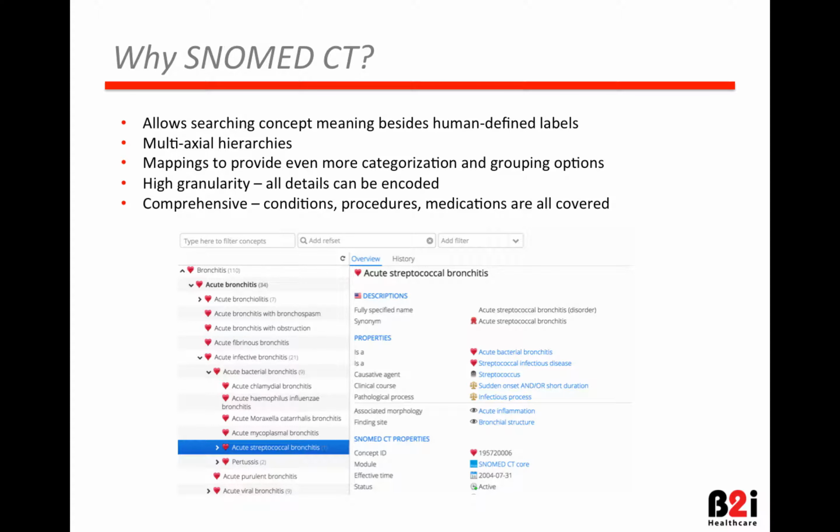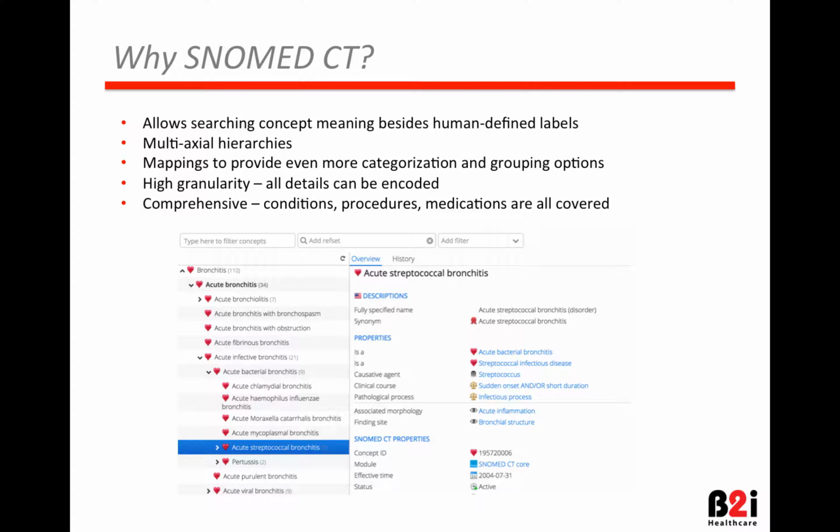SNOMED CT is not a single axial classification. Concepts can have multiple categories that they belong to, so they can have multiple parent concepts, and as well there are semantic connections between concepts that enable retrieving concepts based on semantic search criteria as opposed to using only lexical or hierarchical searches that we could do with a standard classification.